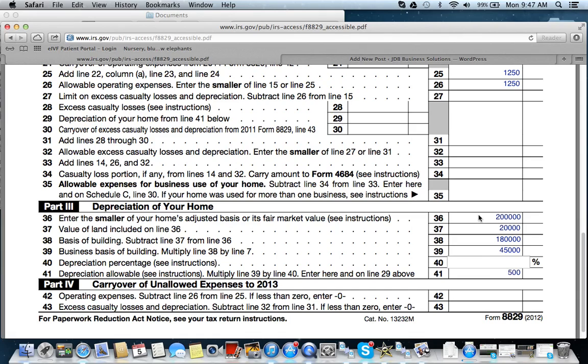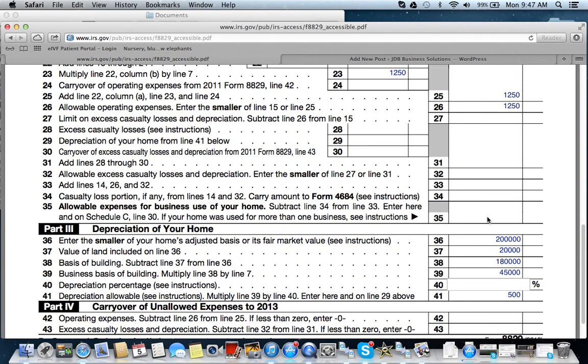Depreciation percentage. Okay, this one gets tricky, so we're just going to forego that. Basically, if you're going to use depreciation, you need to use either tax software or a CPA to prepare this for you. It's going to get tricky. So we're just going to go down to line 41 and say it came out to $500, all right? Your depreciation expense for the year was $500. So that came back on line 29, and you put 500.